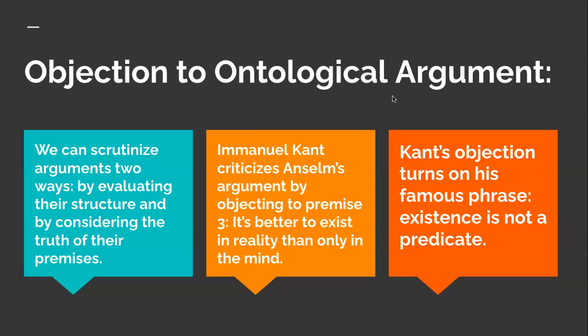All right. Kant has this specific phrase he uses to object to premise 3. He says, existence is not a predicate. So let's spend some time talking about what a predicate is and why Kant thinks existence is not one.